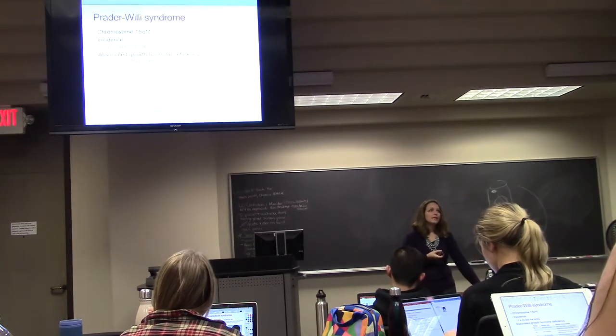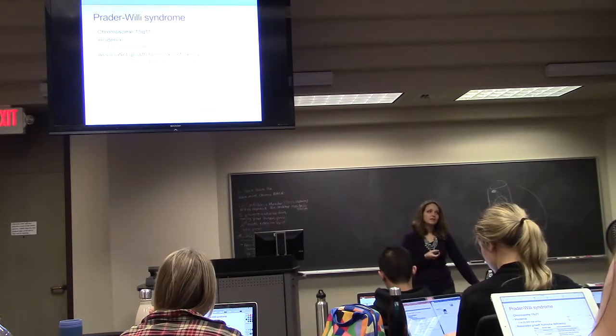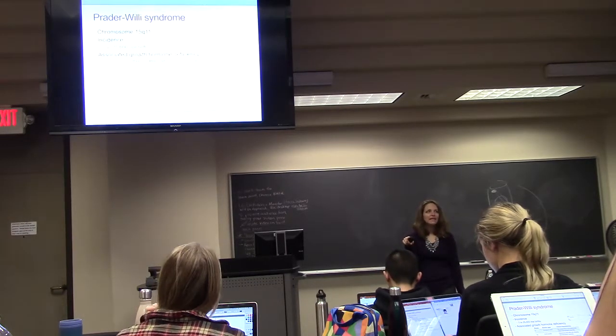Prader-Willi, this is a really interesting condition. This is a chromosome 15 abnormality. 1 in 25,000, so rare, but it's out there. And it's a growth hormone deficiency problem. What's interesting about Prader-Willi, and what I want you to remember, is these kids start out as failure to thrive, but are going to end up obese. Isn't that ironic? These kids are tiny as kids.